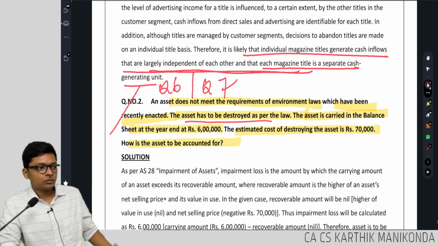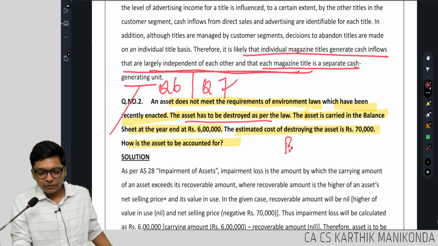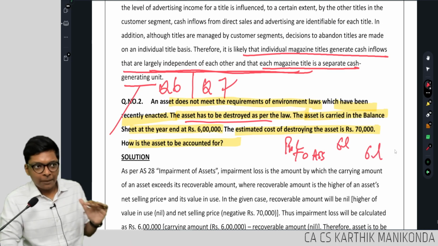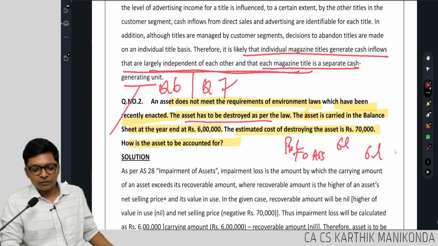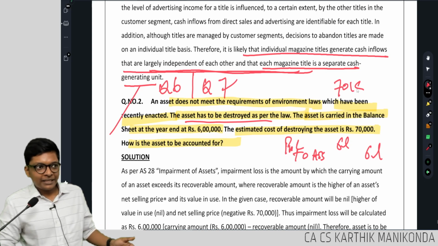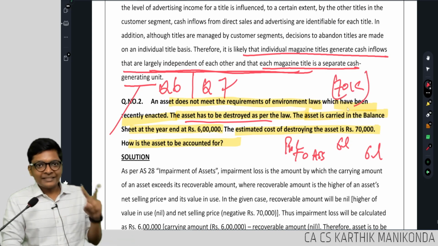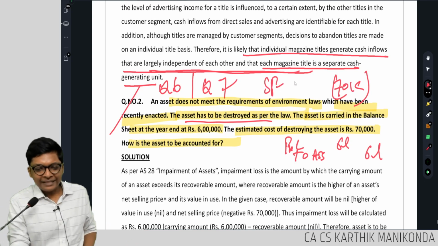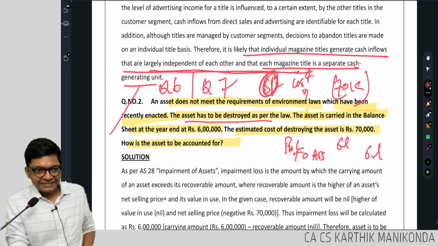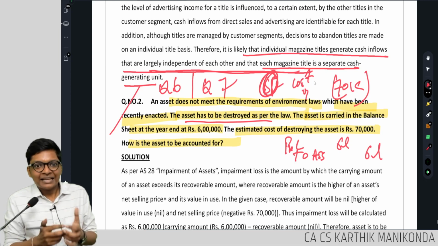Asset is destroyed. That means I will write off 6 lakhs to P&L against the asset. Apart from this, I have another cost of 70,000. That means my estimated selling price here is negative. What is estimated selling price? Selling price minus cost of disposal. Here selling price is 0, cost of disposal is negative 70.